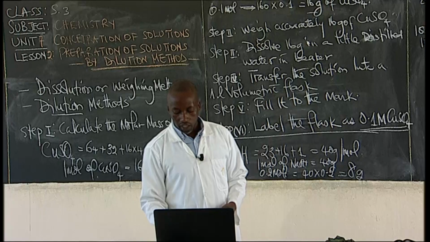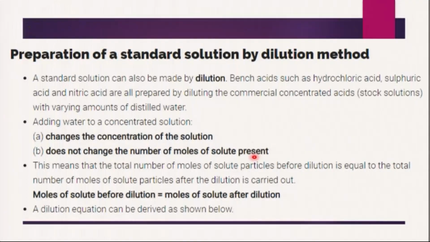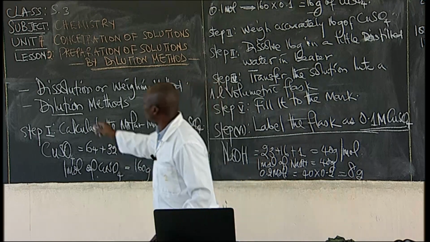So let's continue and look at the dilution method. With the dilution method, you have solutions that we receive in the laboratory, on the commercial market. They are usually sold at high concentrations, which are known. In most cases we don't use those concentrations because they are very high. So we usually dilute them to the laboratory concentrations that we may need. That is what we call the dilution method.